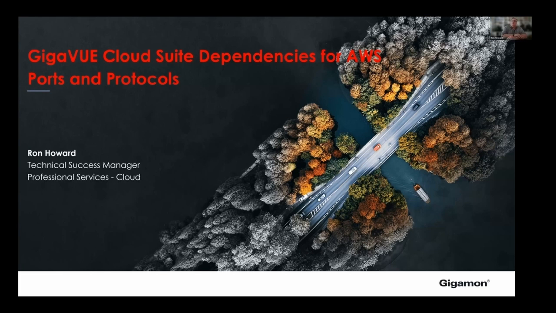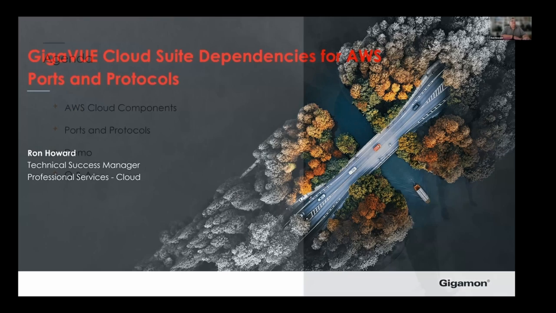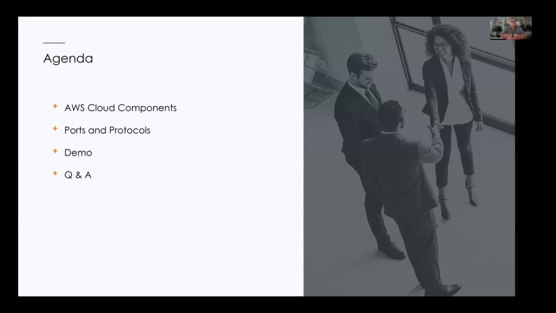Hello, all. Ron Howard here again. Thanks again for showing up today or this evening, whenever you have the opportunity to watch this video. Today, we're going to go over security groups and the requirements for defining the ports and protocols for a successful deployment inside of AWS.